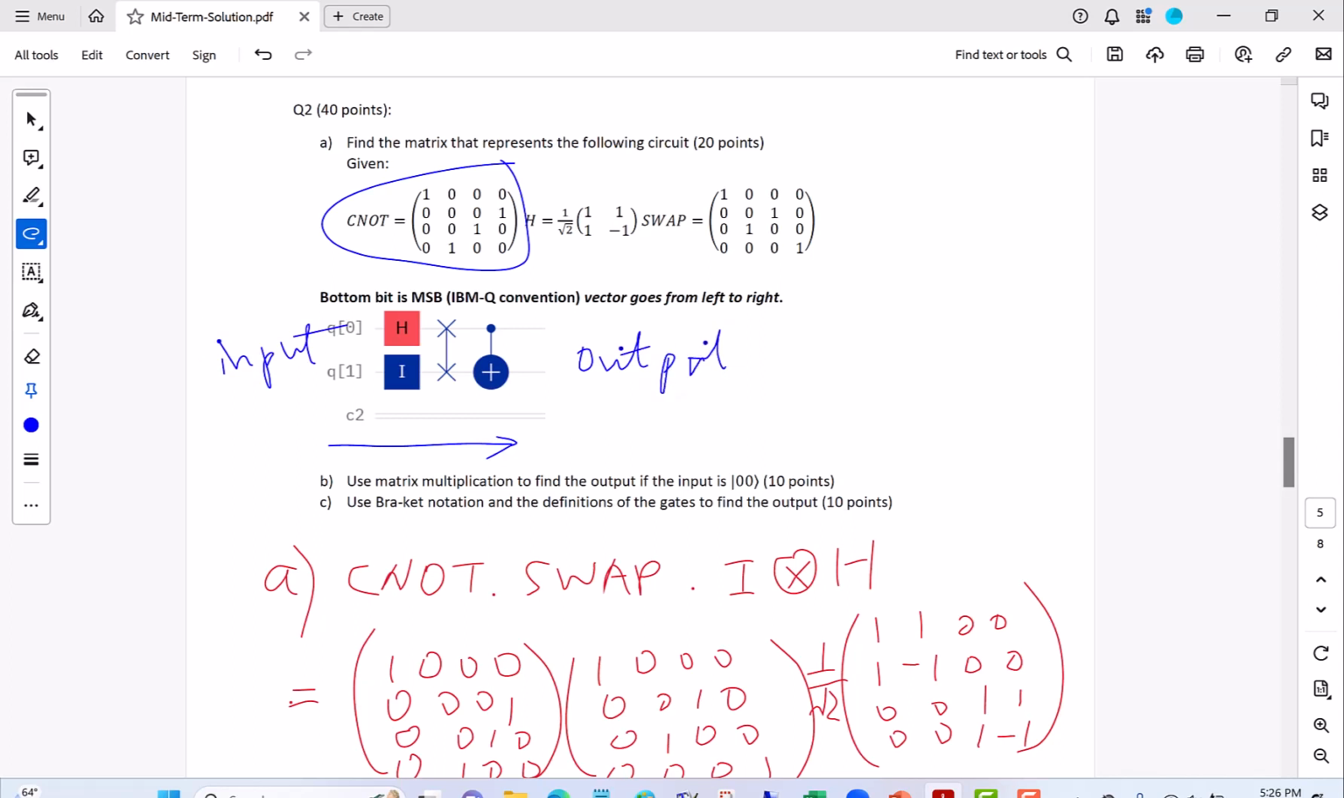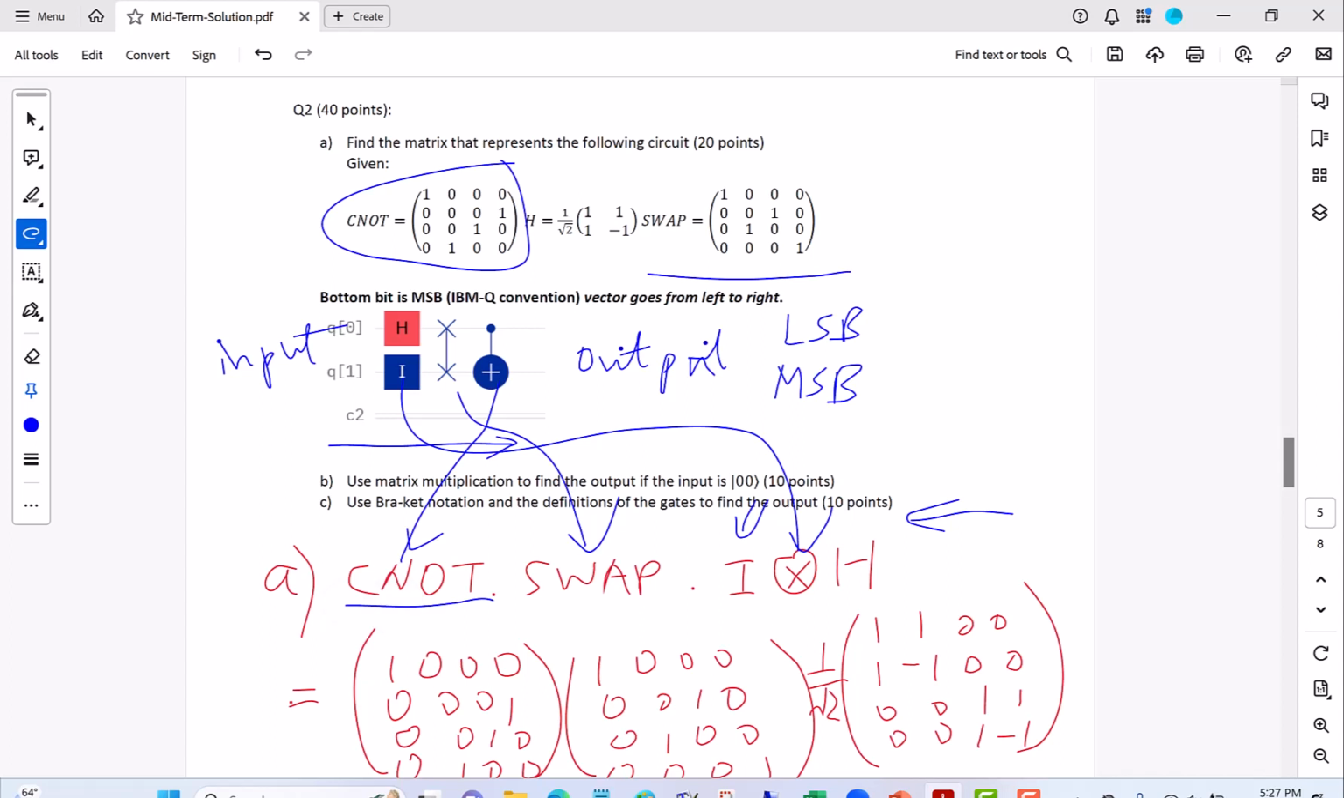But when you do matrix multiplication on a vector, it goes from right to left, right? So that's why this one corresponds to this one, this one is this one, and this one is this one. So the first one is I tensor product H, because I already told you this is the IBM convention. The MSB is at the bottom, the LSB is on top. That's why you put I in front, I tensor product H. Then you have a swap gate I gave you already. You also have a C0 gate I gave you also.